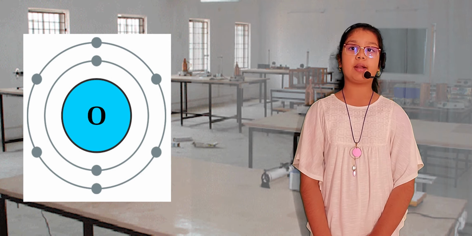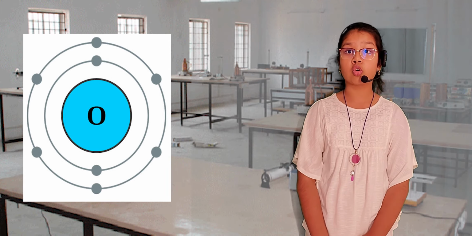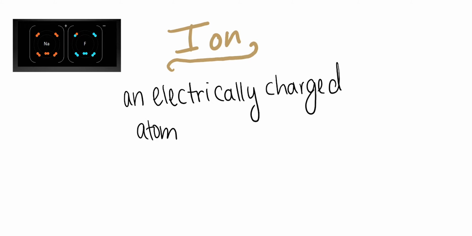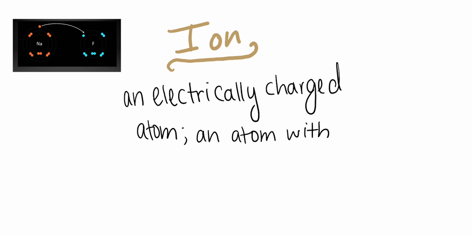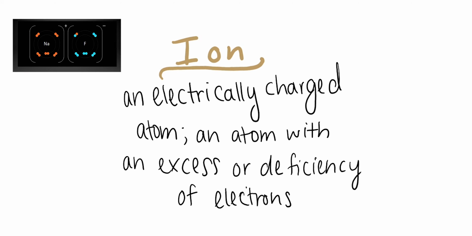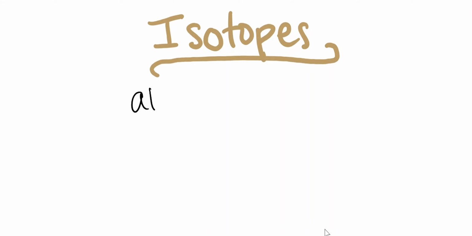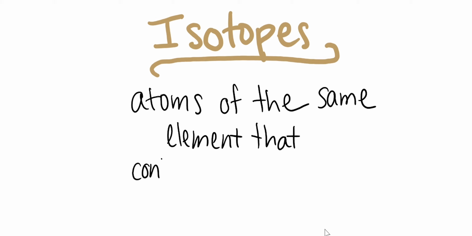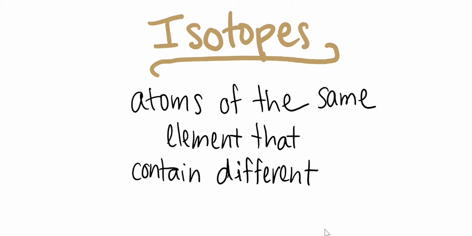The oxygen atom is then no longer a neutral atom, but has a negative charge. This is called an ion. An ion is an electrically charged atom, an atom with an excess or deficiency of electrons. Just like this happens with electrons, this too happens with neutrons. Those are called isotopes. Isotopes are atoms of the same element that contain different numbers of neutrons. There isn't really much to it because neutrons simply have a neutral charge.